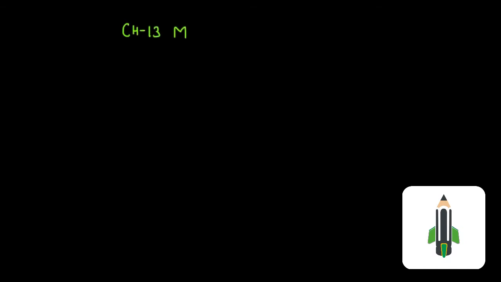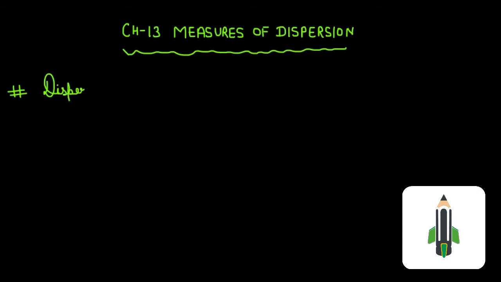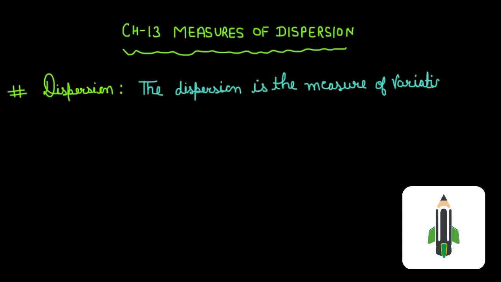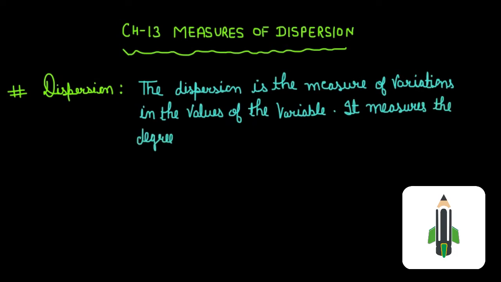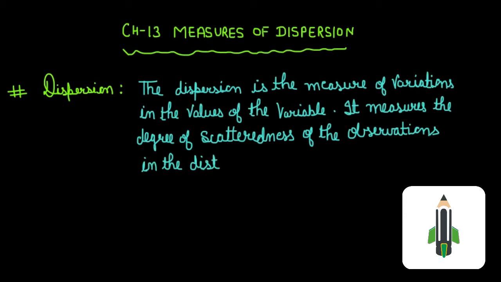In this video, we are going to learn about chapter 13, which is measures of dispersion. First of all, dispersion. The dispersion is the measure of variations in the values of the variable. It measures the degree of scatteredness of the observations in the distribution around the center value.